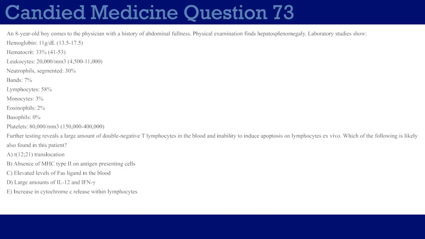Choice A, translocation of chromosome 12 and 21, T1221. Choice B, absence of MHC type 2 on antigen-presenting cells. Choice C, elevated levels of Fas ligand in the blood. Choice D, large amounts of IL-12 and interferon gamma. Or choice E, increase in cytochrome C release within lymphocytes.